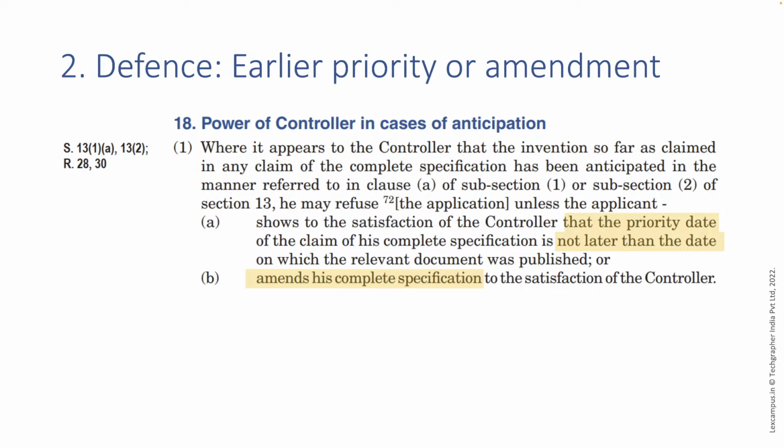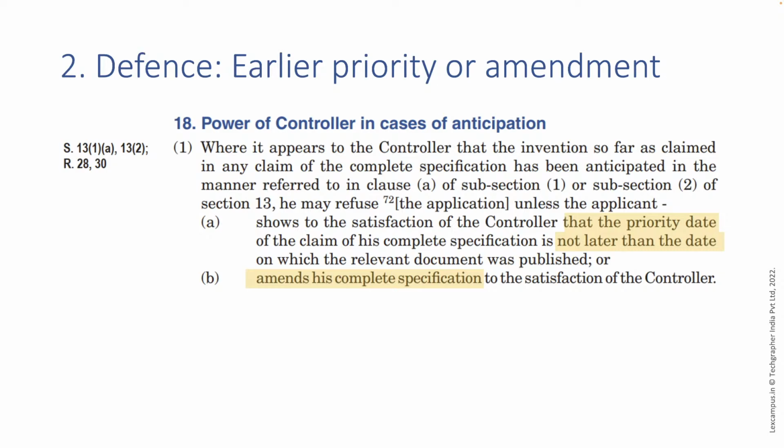The second defense that you will have against anticipation is to amend your application so as to get over the issue with regard to anticipation, which is largely you remove the overlapping part and you change the scope of your invention. That's how you do it. Now, you could have a question in the exam on anticipation based on this provision. The question could be, what are the two responses an applicant can make in reply to an objection of anticipation raised by the controller.